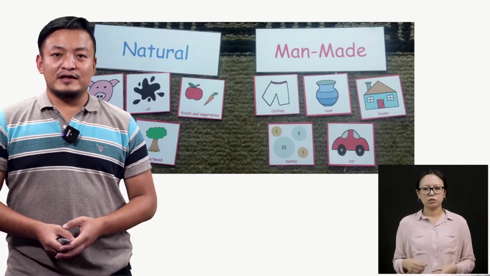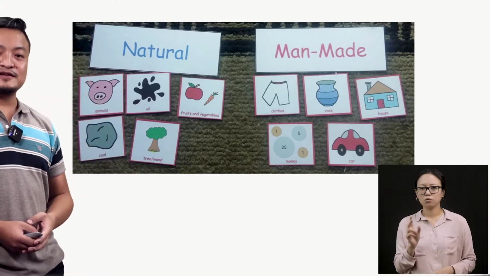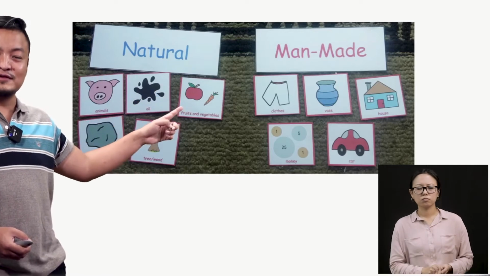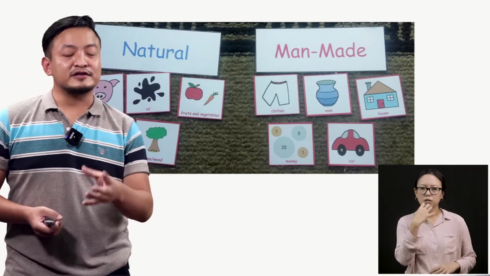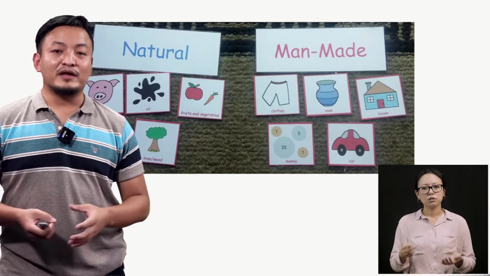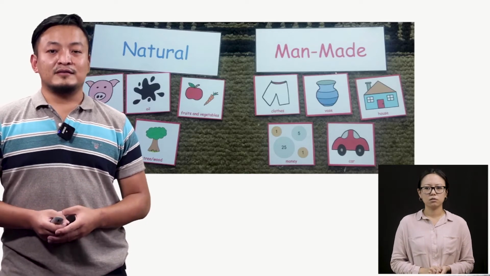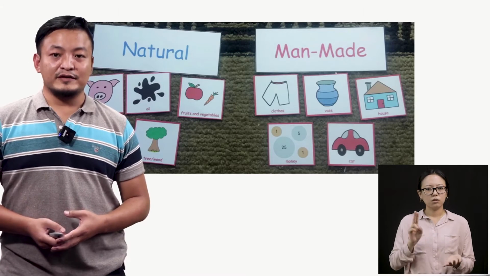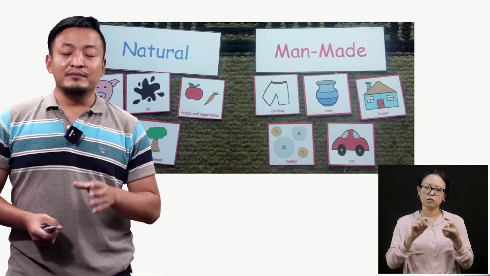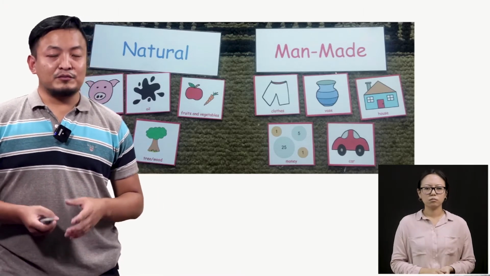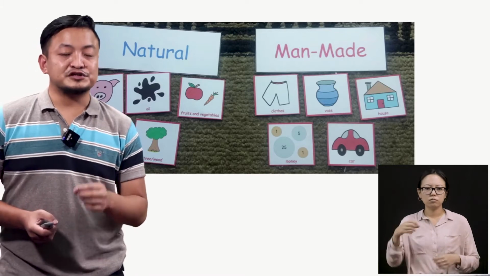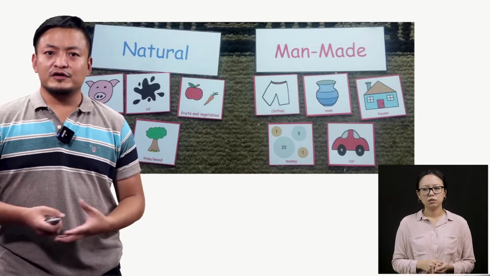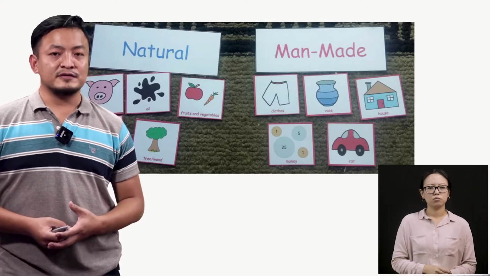Now, let's say some examples here. We have some animals, we have fruits. So these are natural things. It was not made by man, but we found this in nature. Okay? Now when we say man-made things, so man-made things are things which are made by man for our comfort, for our use, etc.